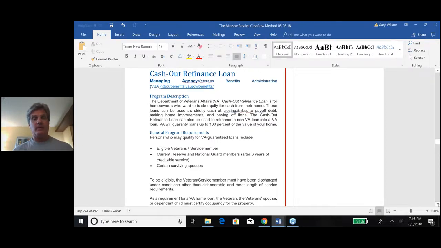So if you look in here, you can use it to pay off debt, make home improvements, pay off liens, all kinds of possibilities here. And the other thing about a VA mortgage, guys, is it will lend you up to 100% of the value of the property. Not too shabby, okay? Particularly for your veterans who want to invest.